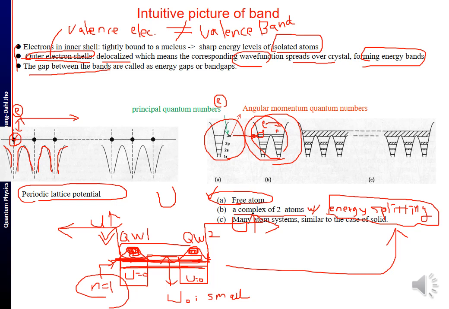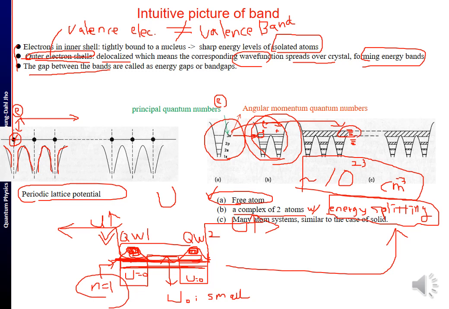Okay. And when there are many atoms, like in crystals, then there are 10 to the 23 atoms per cubic centimeter. So this is the atomic density, and there will be at least this amount of electrons. So electrons can move around, and the original energy state now splits into many different energy states, okay?